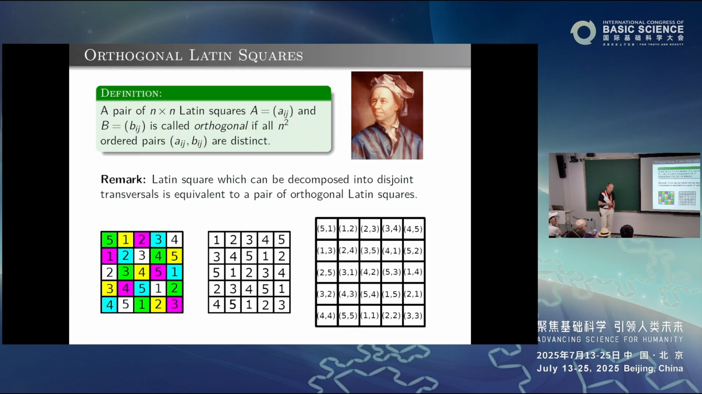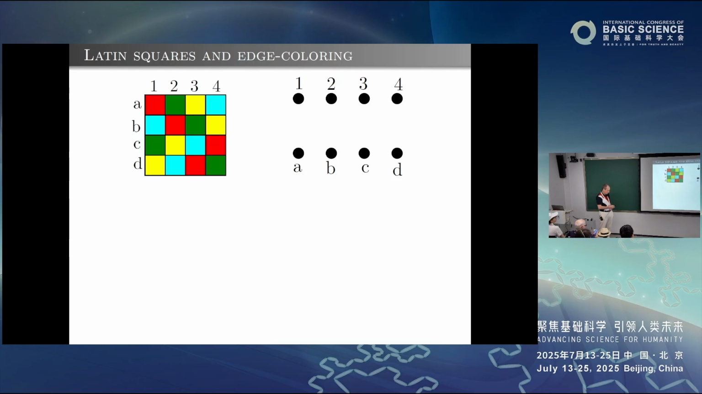But of course, by now you should ask, this is a very nice combinatorial problem, what does it have to do with edge coloring? Actually the connection is pretty straightforward. Imagine you have a Latin square. Every square here you can think of as an edge in a complete bipartite graph, right? One side of this bipartite graph is your columns, the other side is your rows. So for example, square B1 would be the edge connecting B and the point 1.